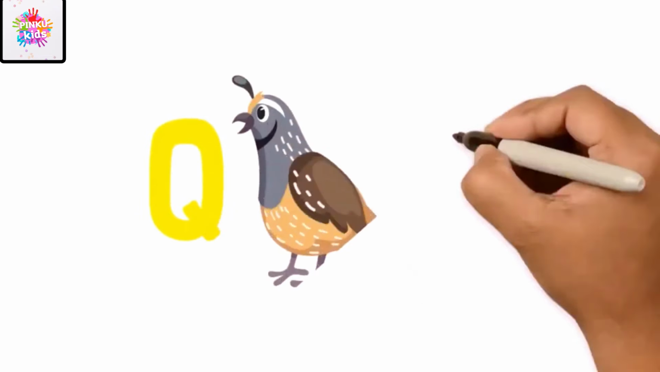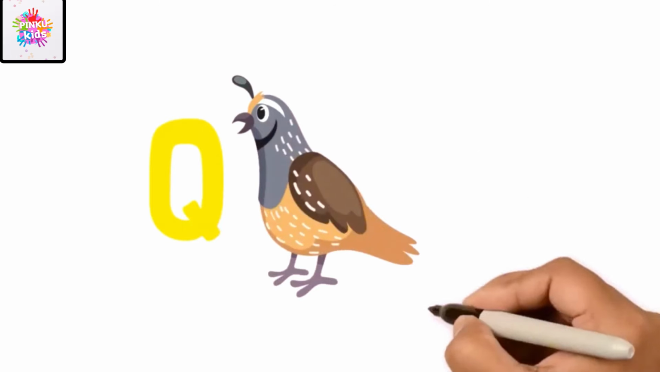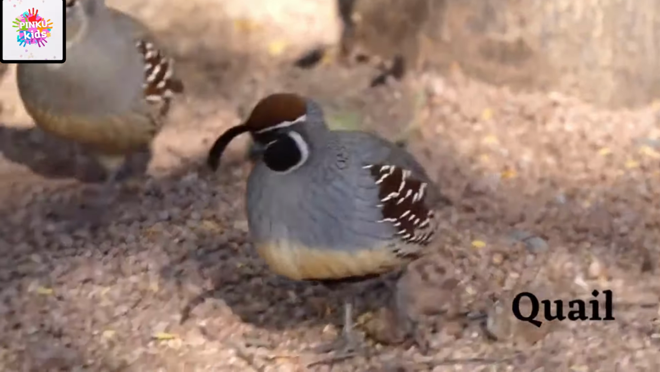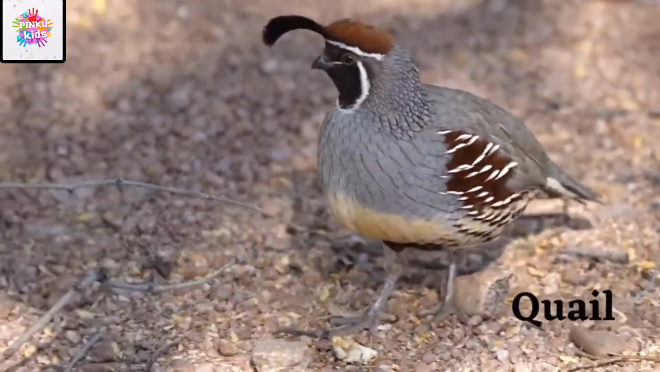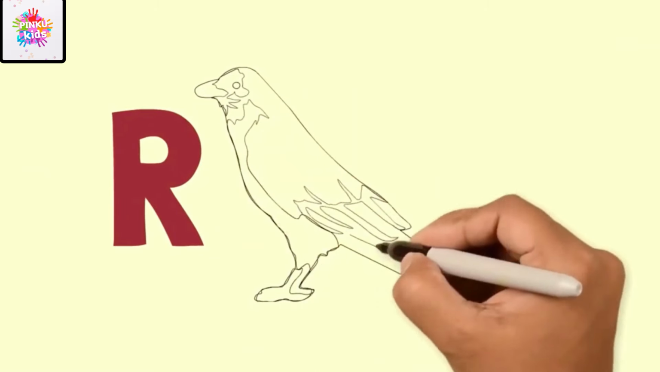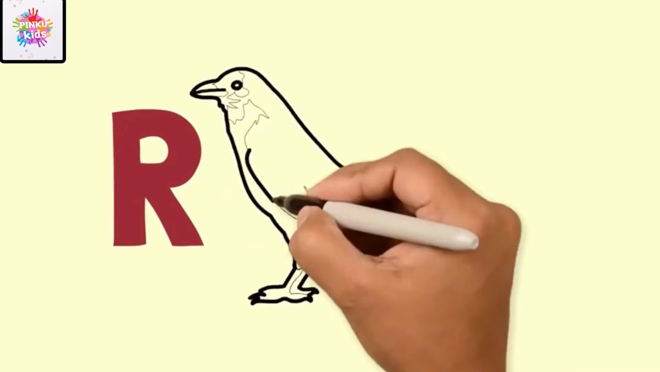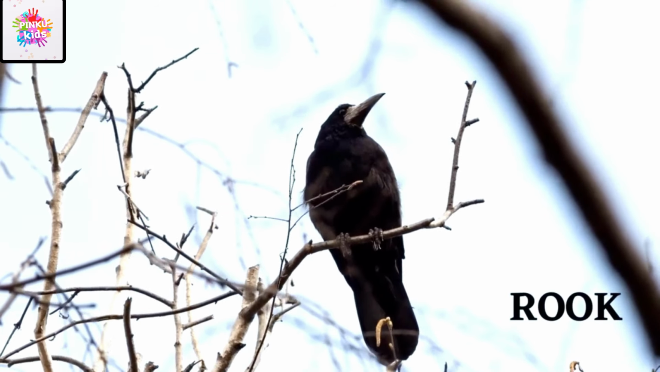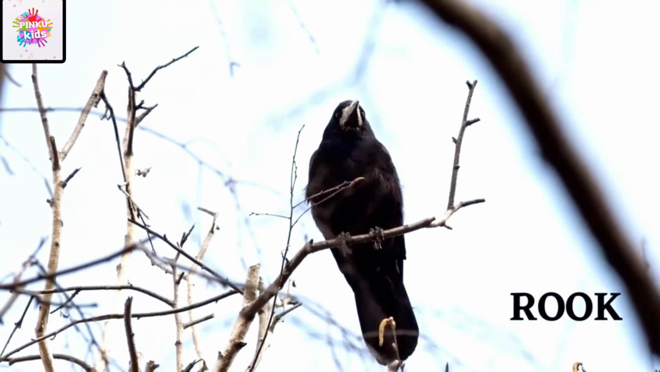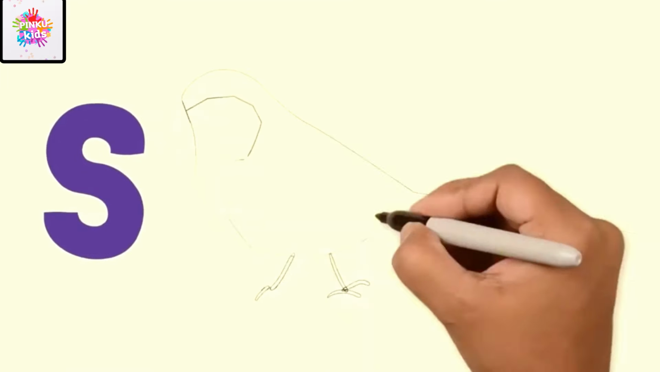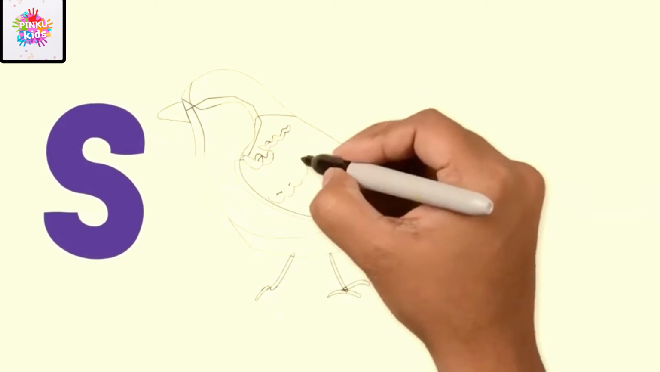Q for quail. Quill. R for look. Look. S is for sparrow.